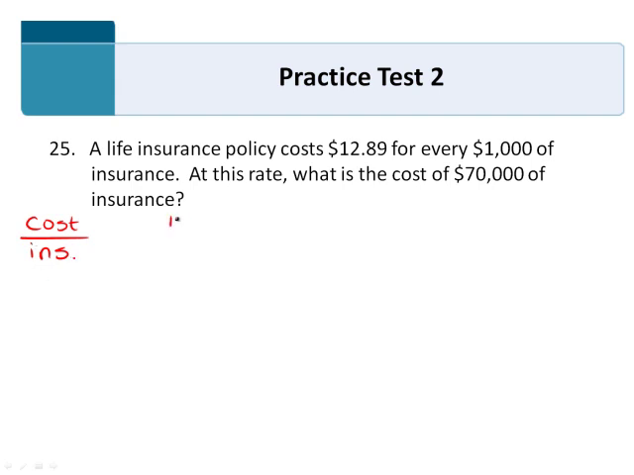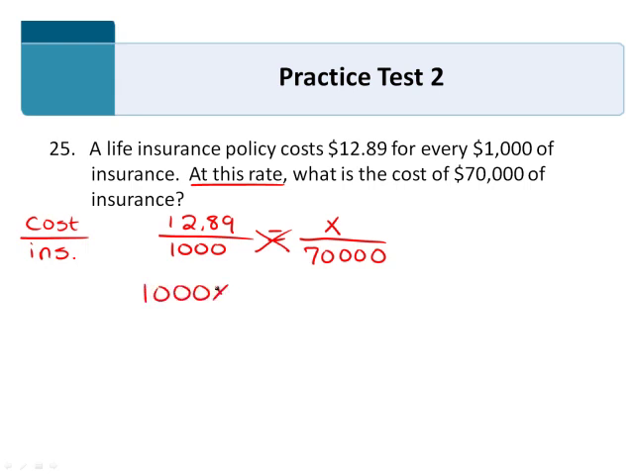So it costs $12.89 for every $1,000 of insurance. Okay, there's those 3 words, at this rate. Okay, we want to know what is the cost, so that's going to be x for $70,000 of insurance. Okay, all right, good thing I kept my calculator out. So now we're going to cross multiply. We have 1,000x equals whatever the heck that is.